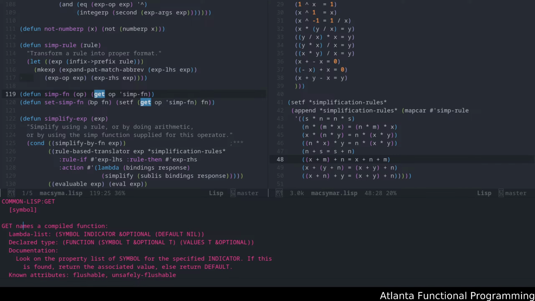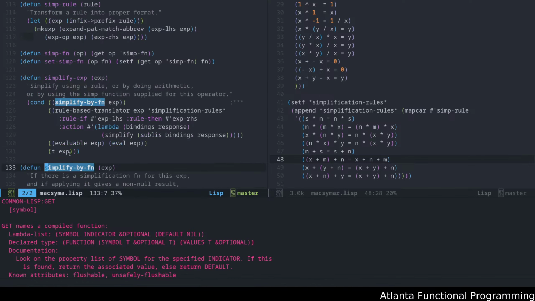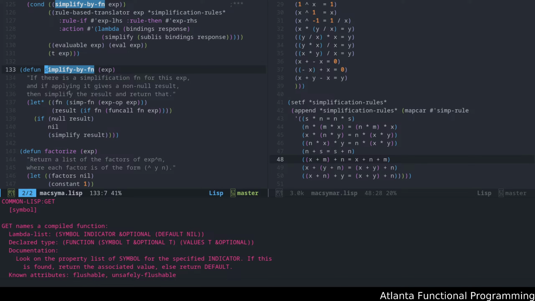Norvig leverages the metadata on top of the symbol to essentially provide the function pointer associated with the simplification rule on top of the function itself. In this simplify by function, we grab the simplification function, then grab the result of applying it by calling it on the expression, if it exists, hence the let star. And if it's null, obviously we return nil.